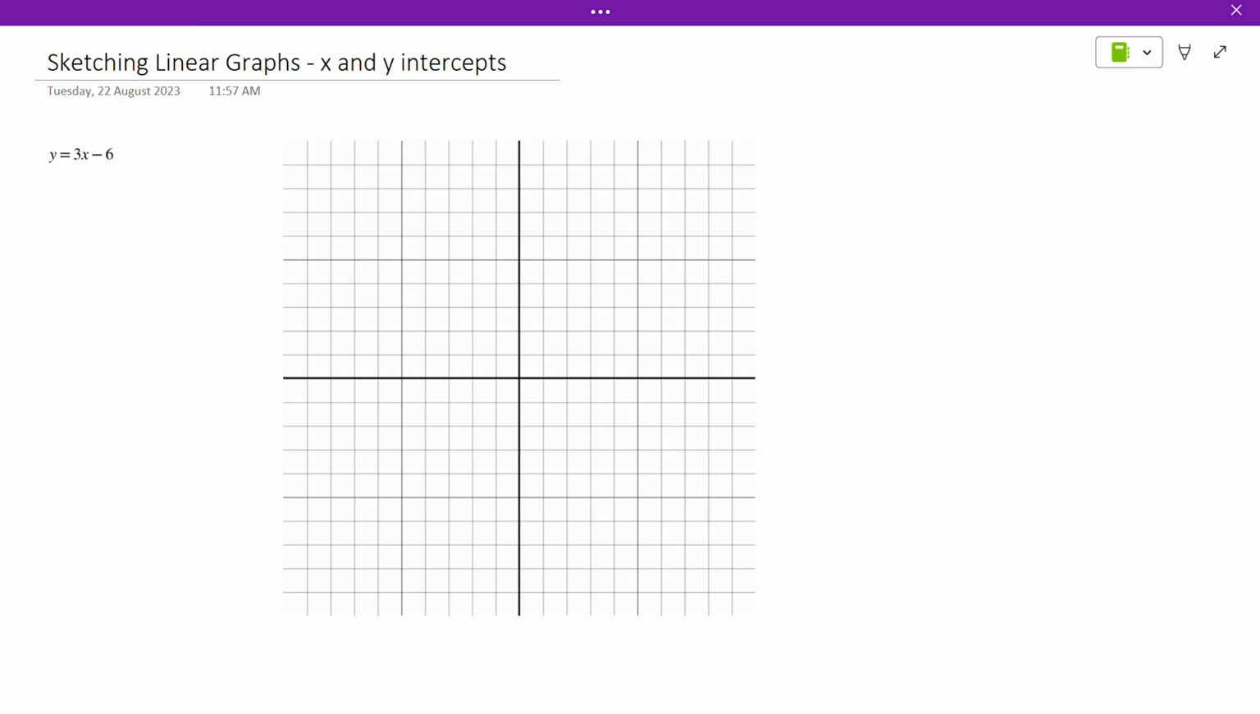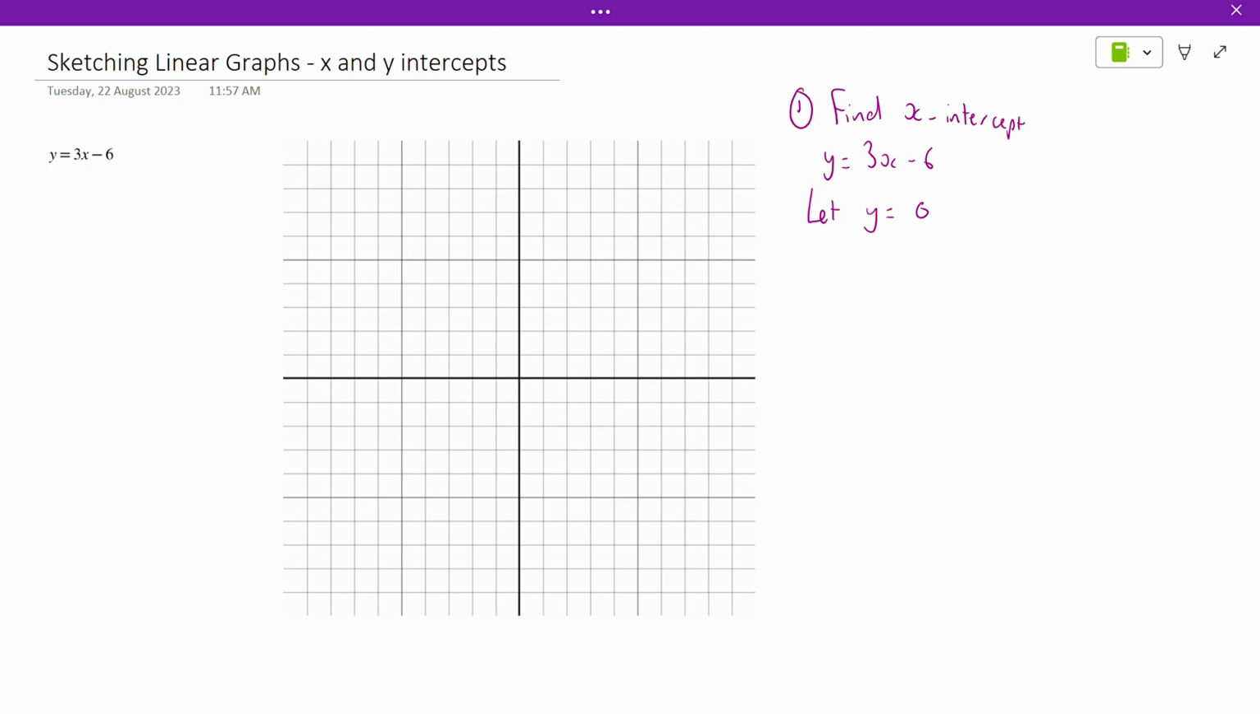So, first step over here, let's find the x-intercept. The x-intercept occurs when y equals 0. So I'm going to say y equals 3x minus 6. I've just rewritten the equation onto the right-hand side, just so I can fill in some values. Now I'm going to let y equal 0.